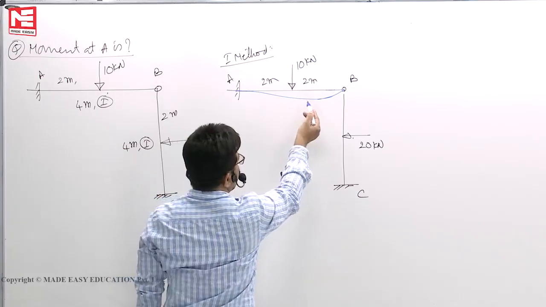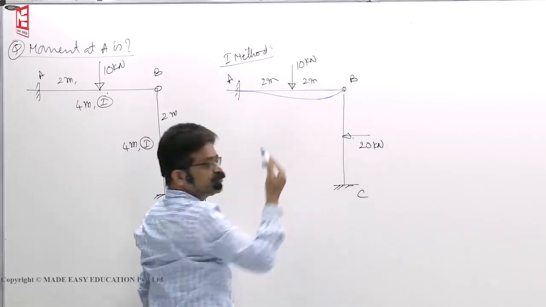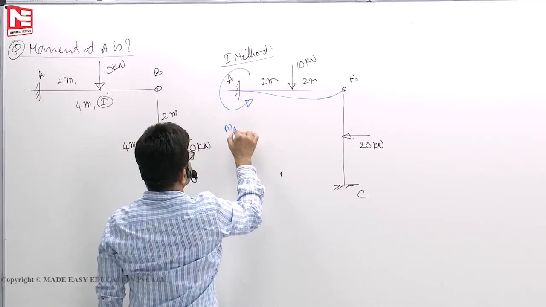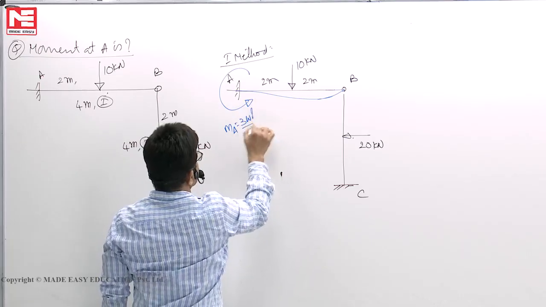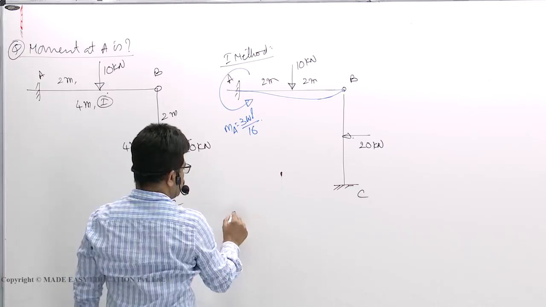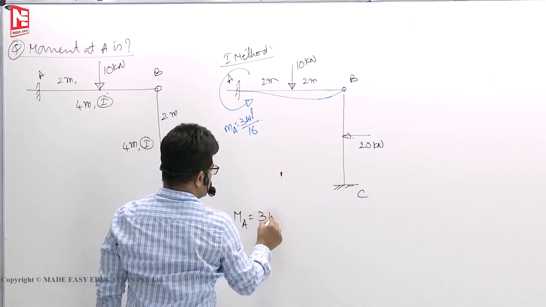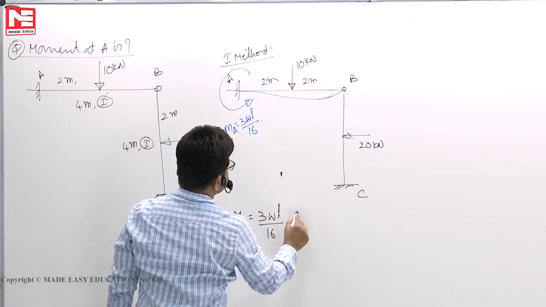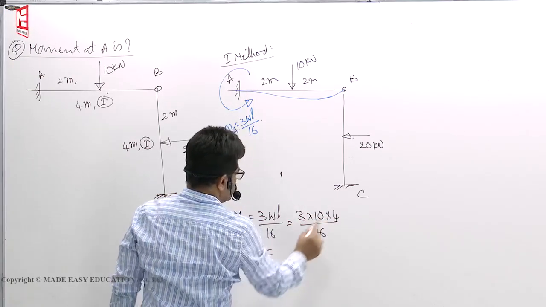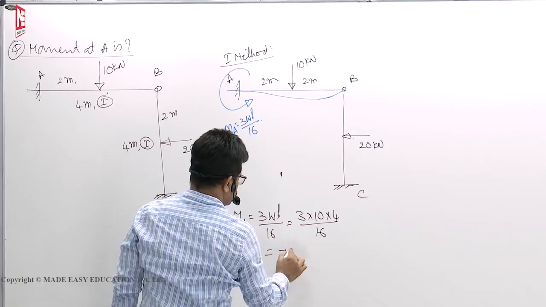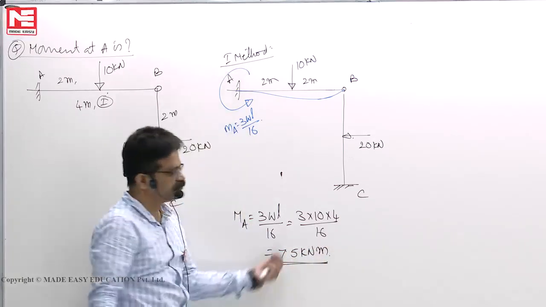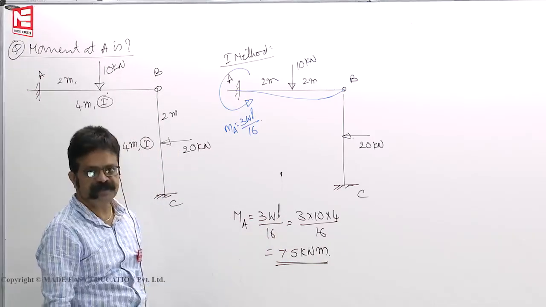So for this profile, we know the reaction is 5W by 16. Moment at A is 3WL by 16. So directly we can write moment at A is equal to 3WL by 16. 3W is 10, length is 4, by 16. So 30 by 4 means 7.5 kilonewton meter. In 2 minutes' time we can easily manage.